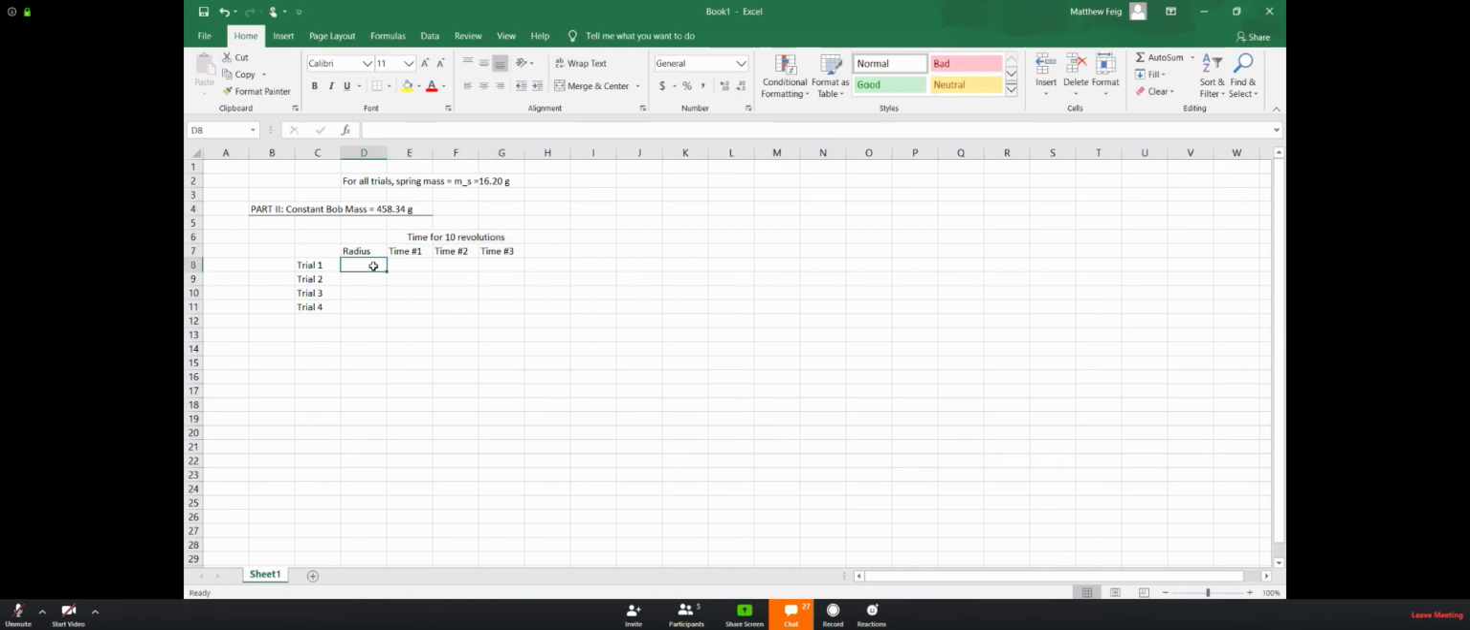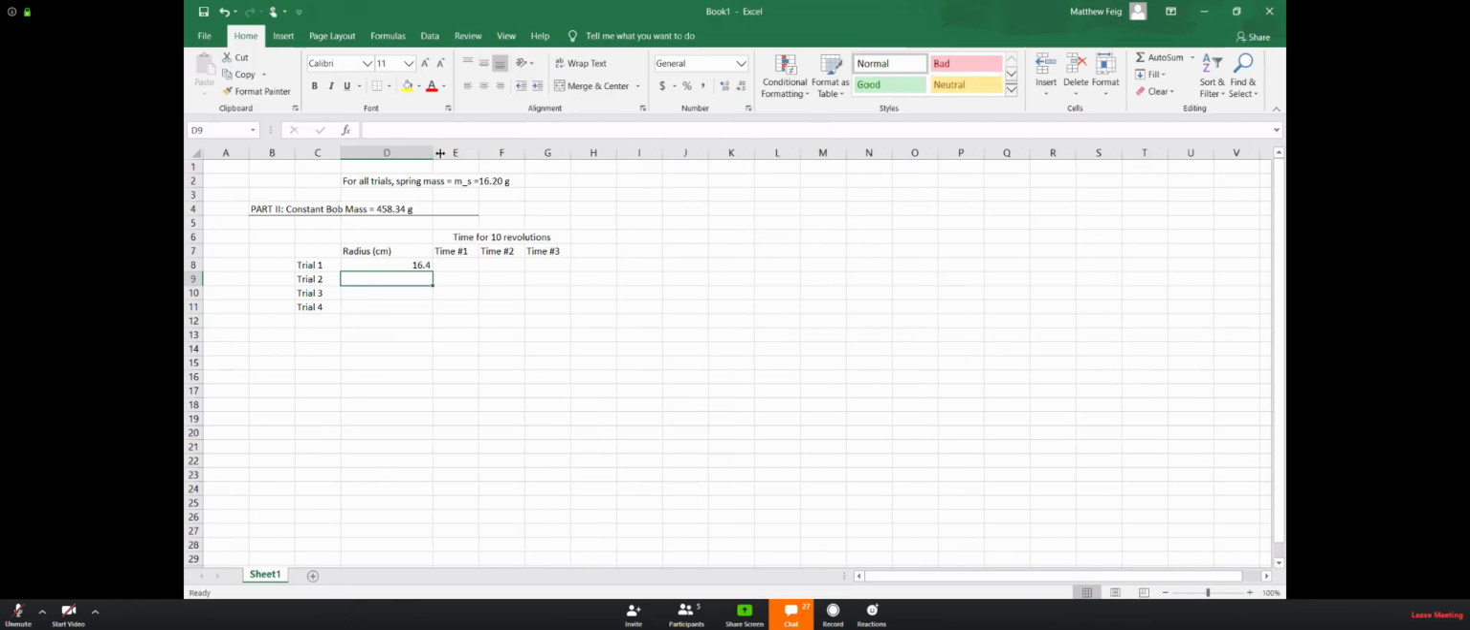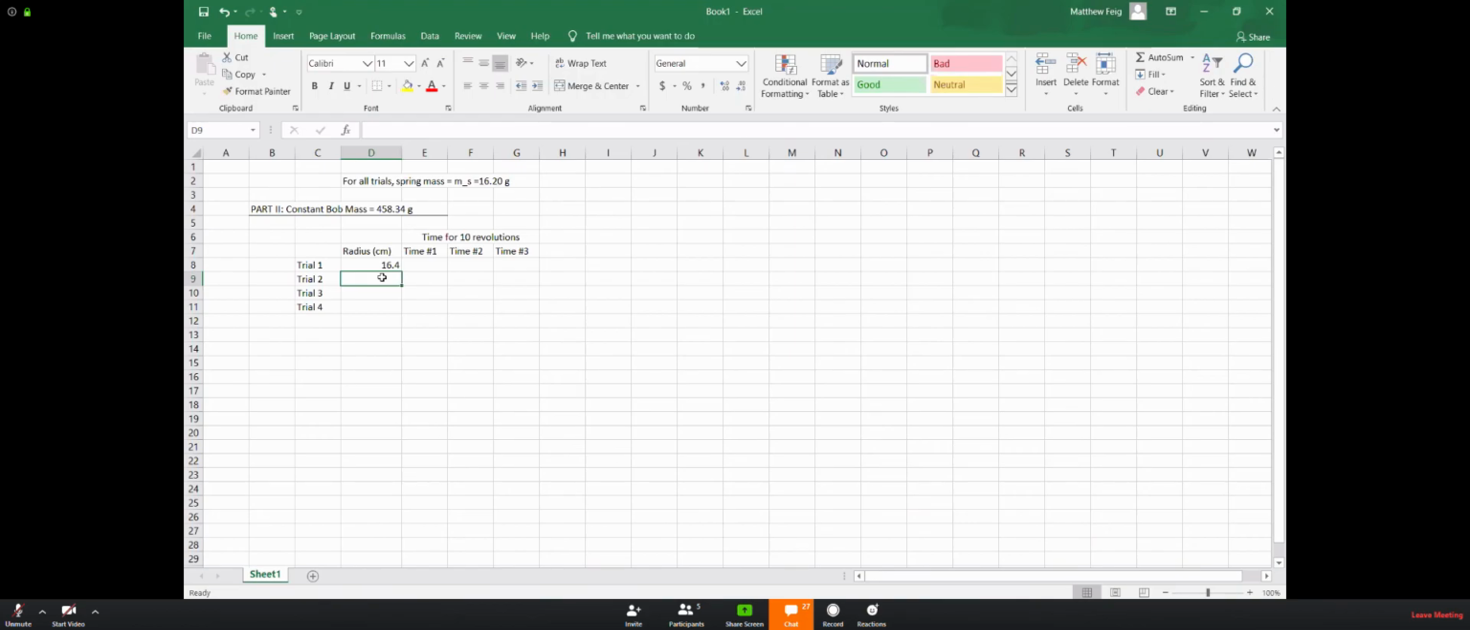So here are the radiuses. I'm actually going to put some numbers in there. 4 centimeters.